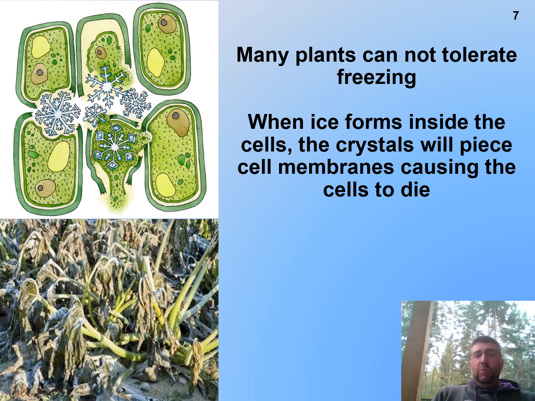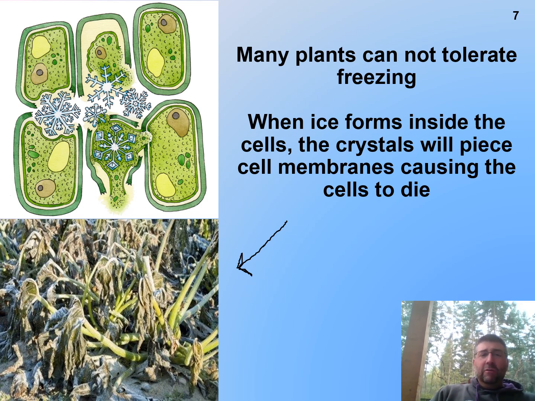If you've ever tried to grow some vegetables, maybe zucchinis or tomatoes, and you get a hard, unexpected frost too early in the season, that plant is dead. All those leaves just wilt and wither away. And what happens is that ice crystals begin forming in the water of the cells themselves.